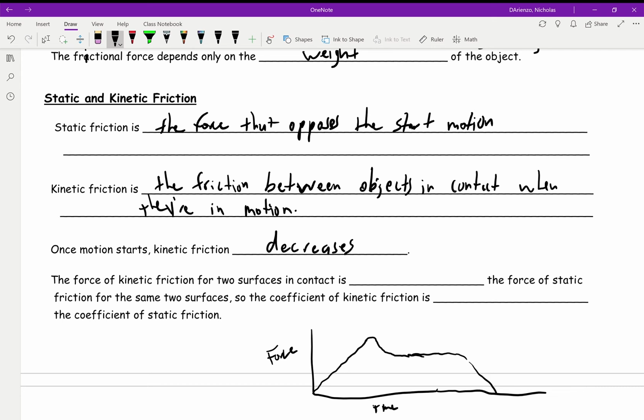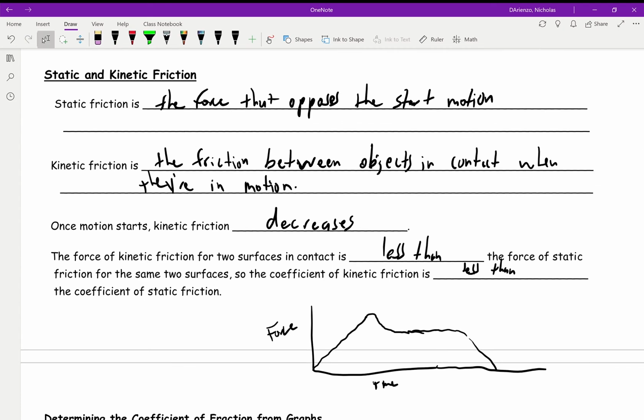So what this graph showed is that the force of kinetic friction for two surfaces that are in contact, so the cart going down the track there, is going to be less than the force of static friction for the same two surfaces. So the coefficient of kinetic friction is also going to be less than the coefficient of static friction. This is more of a perfect scenario example, but you would have been able to fit a similar line to the data that you collected.